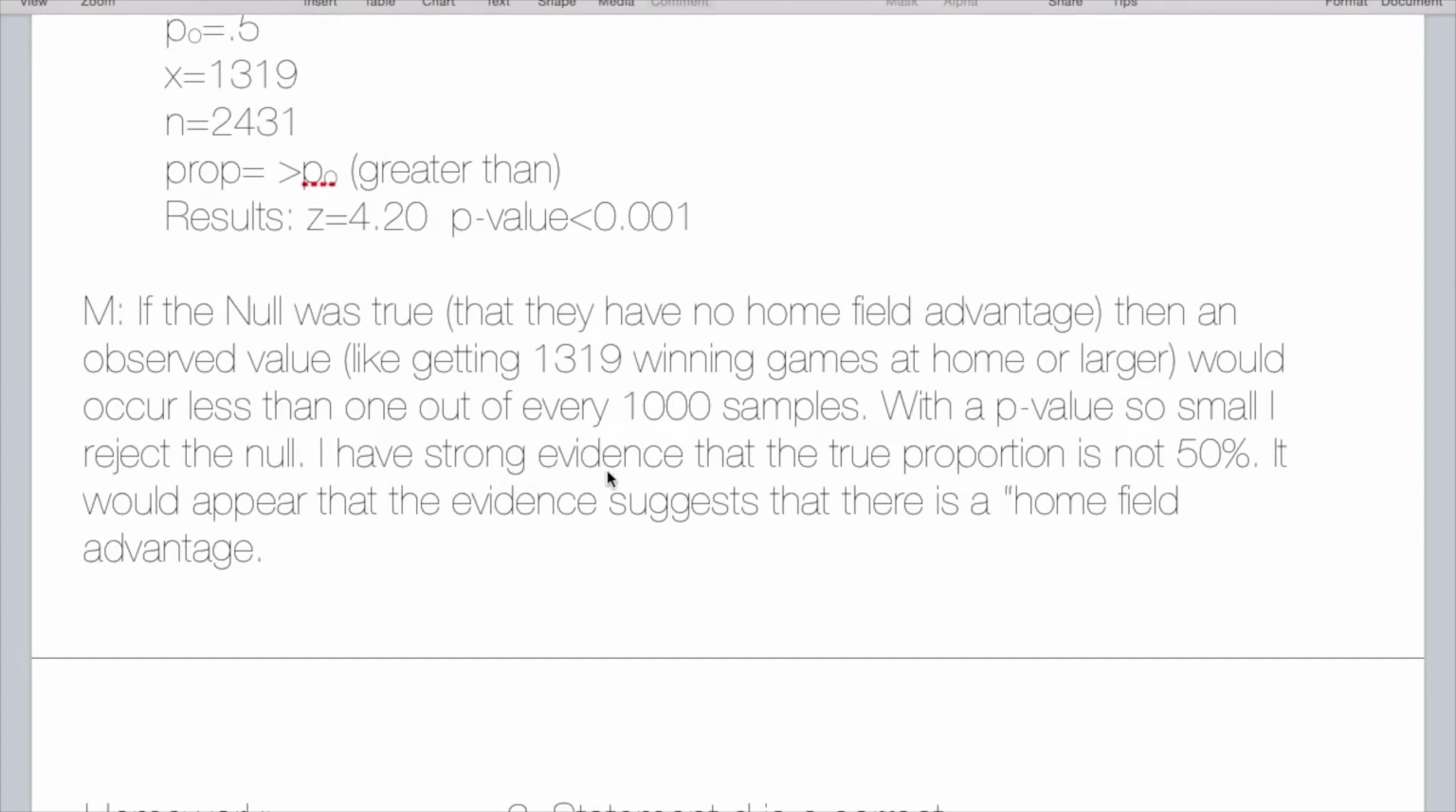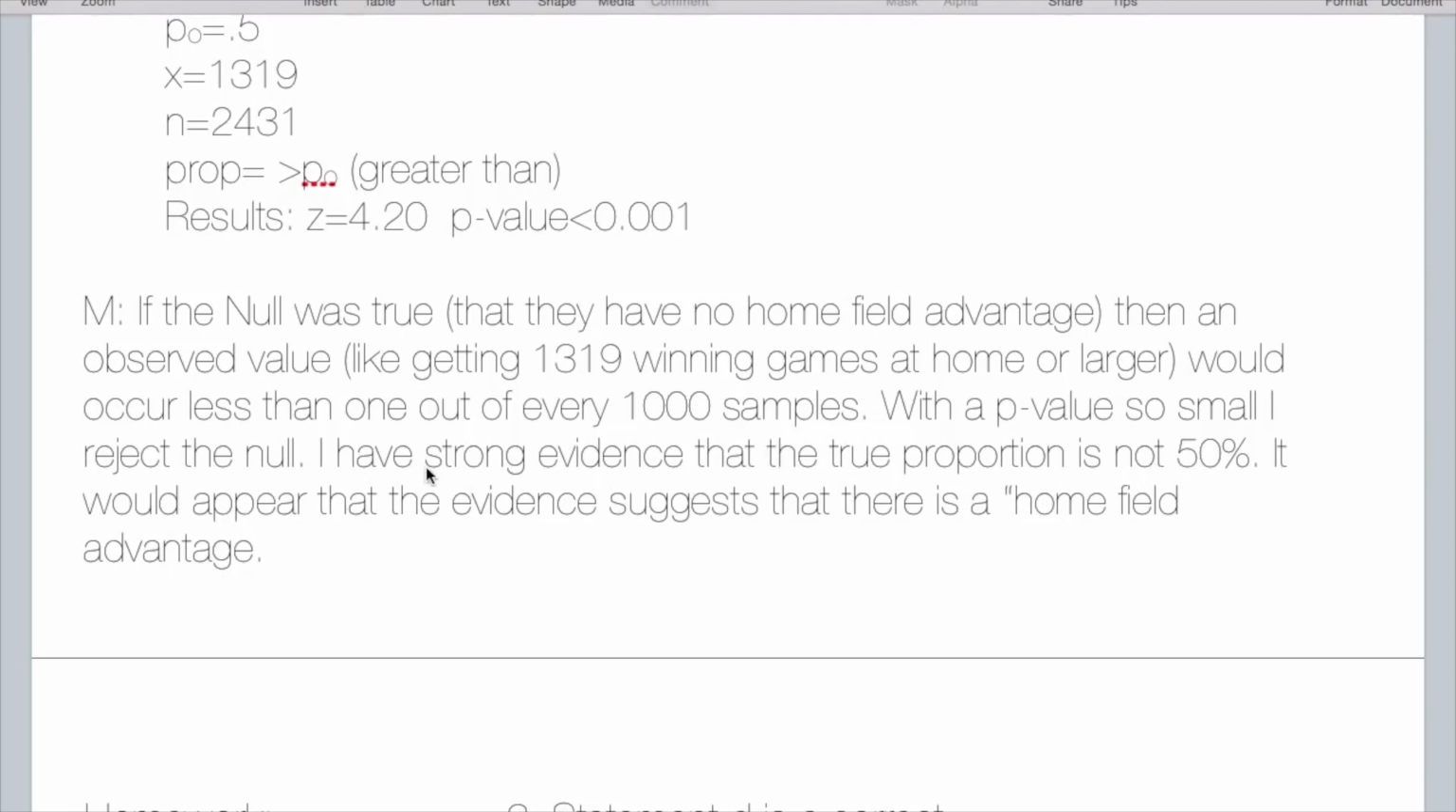I have strong evidence, and the strong evidence comes from the fact that this is really, really small. If you were to say I've got a little bit of evidence, then you're probably talking things like less than 10%. Strong evidence would happen once it starts happening less than 1% of the time, you've got some pretty strong evidence there. So I have strong evidence that the true proportion is not 50%.